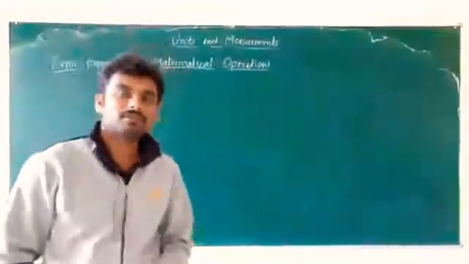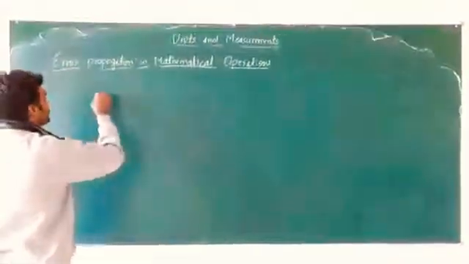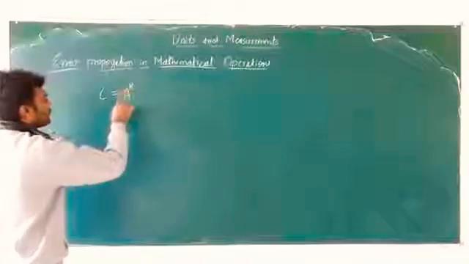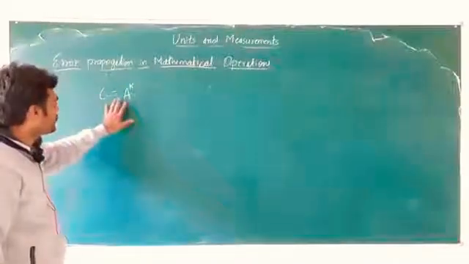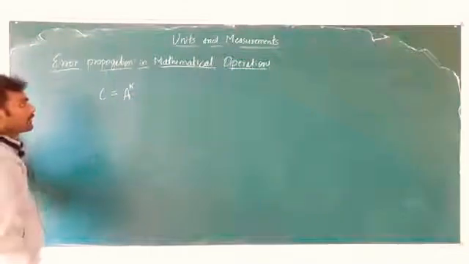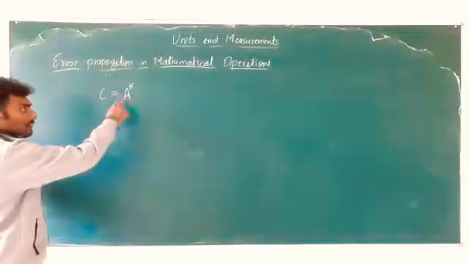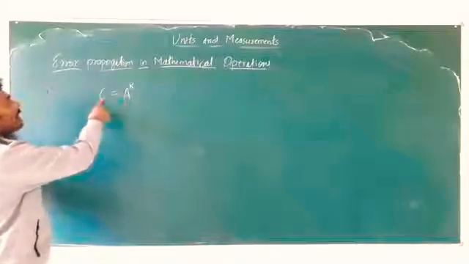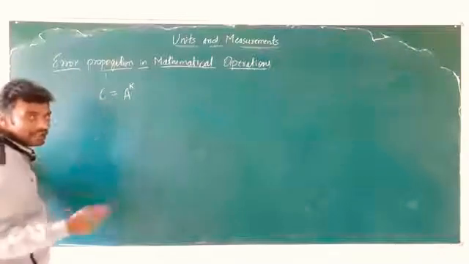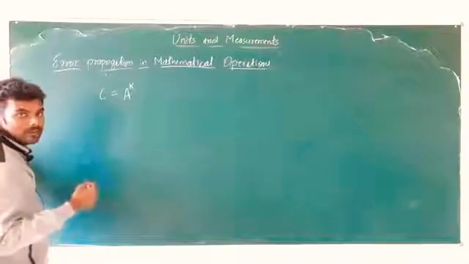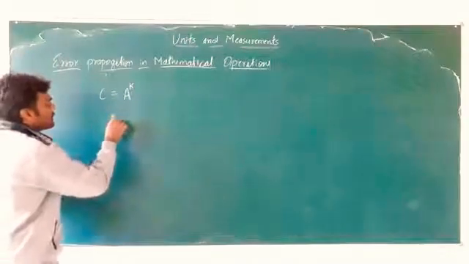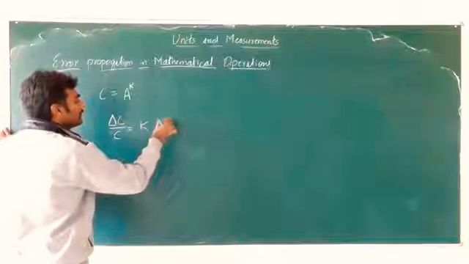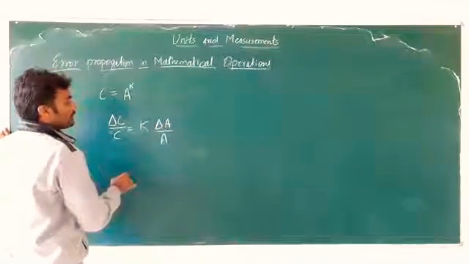And one more operation that I finally wish to take is, if I have something like C is equal to A to the power of K, A raised to K, if this is the kind of mathematical operation that we have. If I am measuring the quantity A, and C is the quantity whose error has to be expressed in terms of A, then delta C by C becomes equal to K into delta A by A.